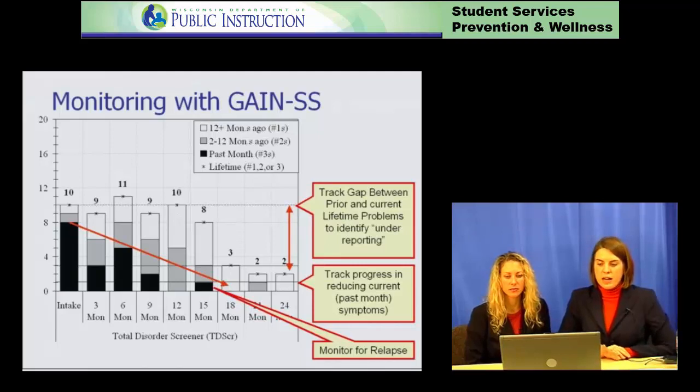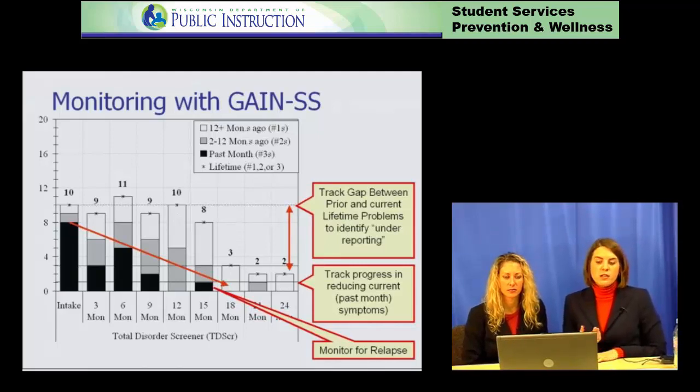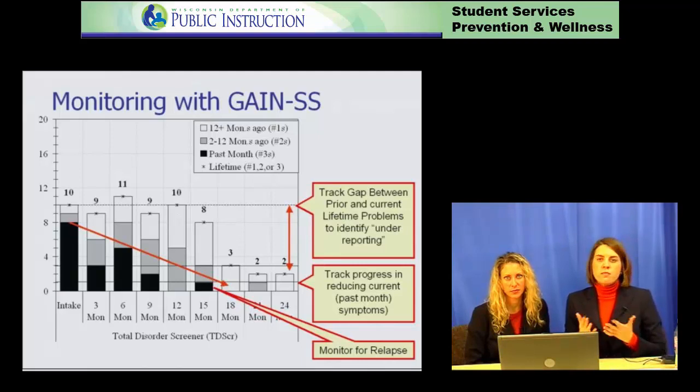Now you'll notice you can do quite a few things with a very simple screener. First, you can monitor for relapse. If someone is receiving treatment and improving, you should see that black bar, the past month, go down and disappear altogether. But you'll notice between the 12-month and 15-month, they come up with some more past month problems. So that means sometime during that 3-month period, something else happened to them where they slid back a little bit.